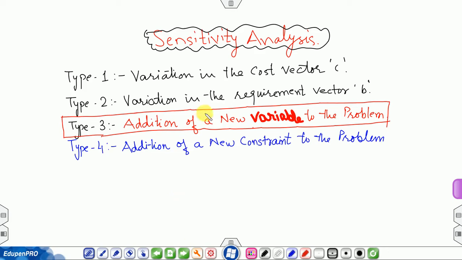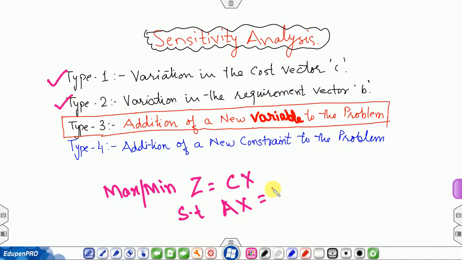So far, we have already discussed sensitivity analysis of type 1 as well as type 2 for any LPP, either maximization or minimization, of the form subject to Ax = b, where x is greater than or equal to 0. In type 1, we have seen the impact on the optimal solution when we change c, while in the second type we have seen the impact of b on the optimal solution of the LPP.